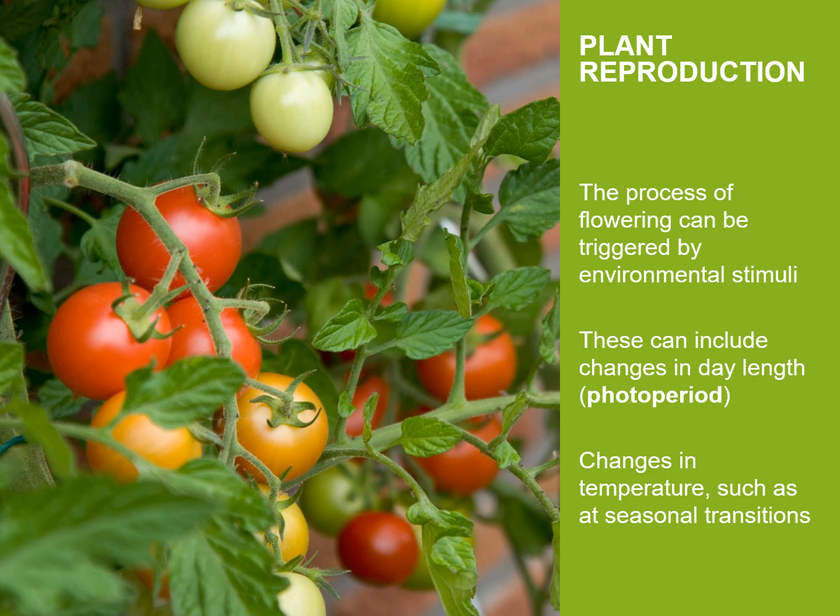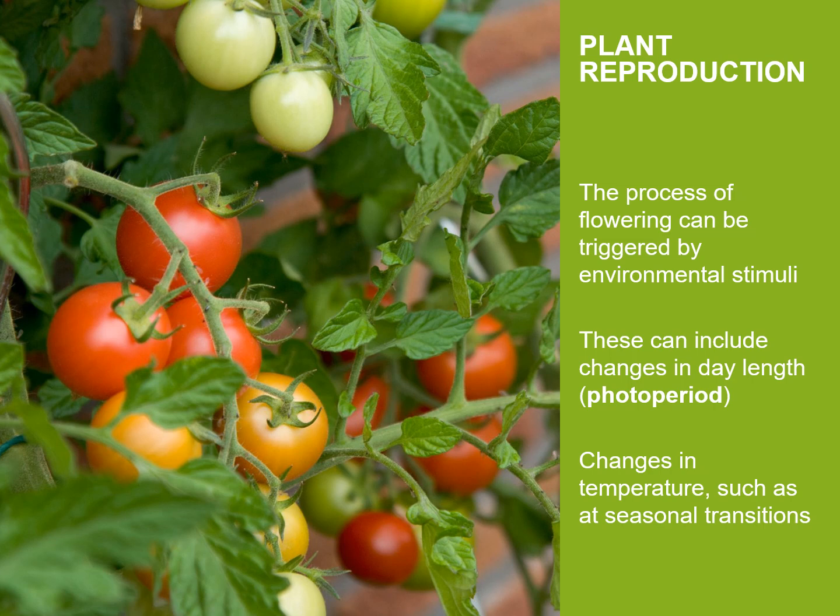So the process of flowering in a crop can be triggered by different environmental stimuli. One such stimulus might be a change in the day length, also known as a change in the photoperiod. A transition from long days into short days might cue the plant to transition from a vegetative state into a reproductive state.